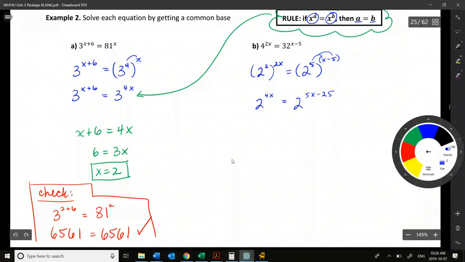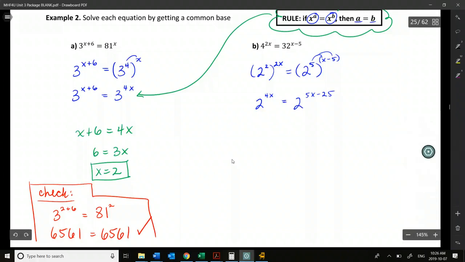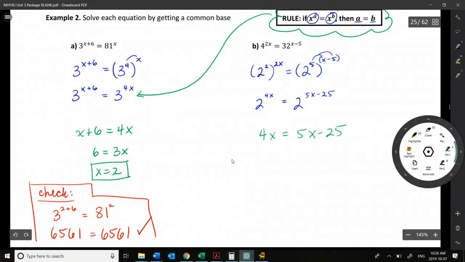Okay, so now that I have those common bases, I know using the rule above that the exponents must be equal if the bases are equal. And I should be able to solve for x from there. Okay, so we get x equals 25.